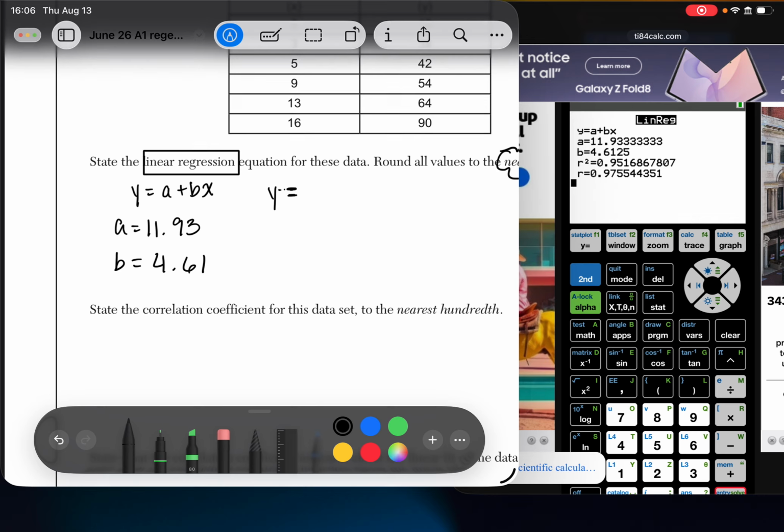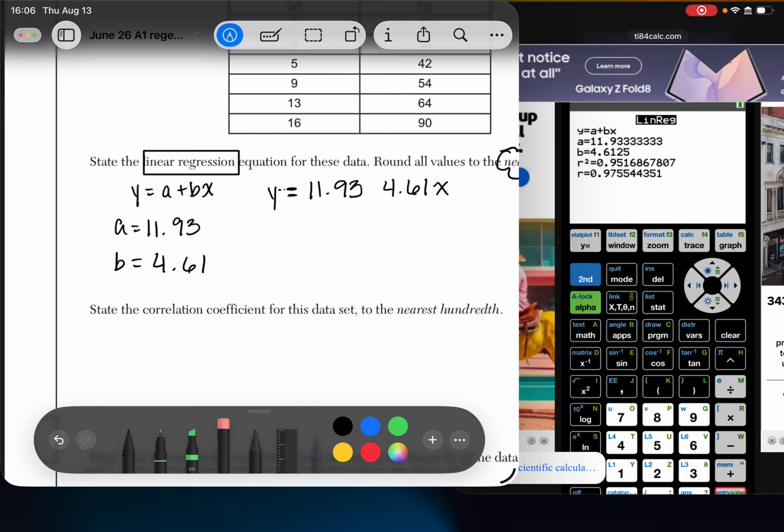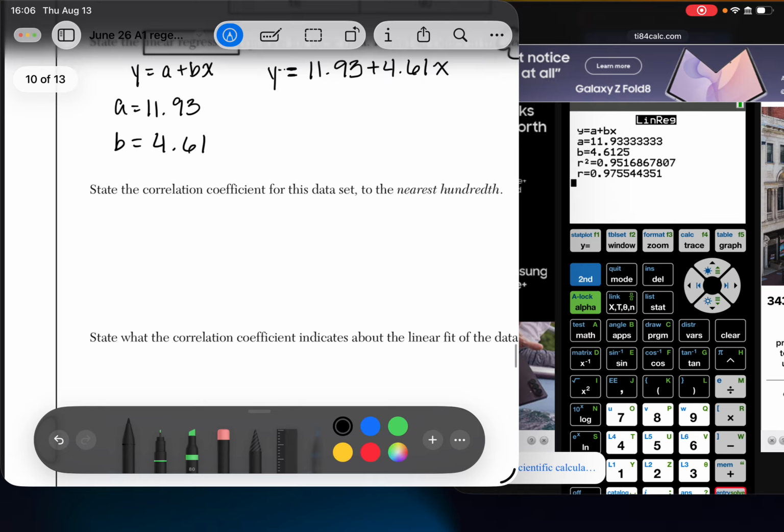So we have y equals 11.93 plus 4.61x. I don't know why my plus sign is so fidgety. And that will be your answer, rounded to the nearest hundredths.